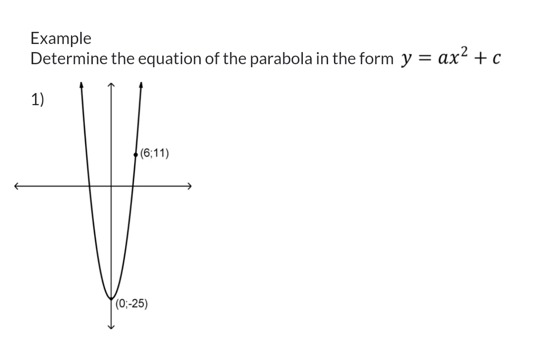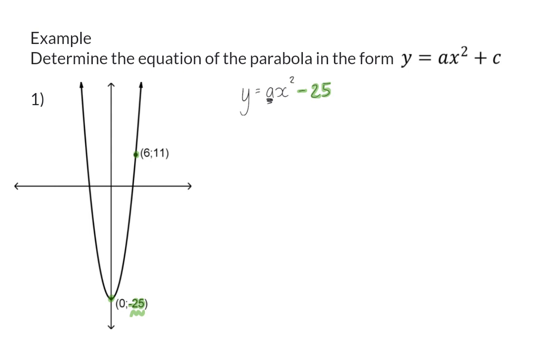Determine the equation of the parabola in the form y is equal to ax squared plus c. In the first example, you will see that the y-intercept of minus 25 is given, along with an extra coordinate of (6, 11). Because we already have the y-intercept, we can substitute the c value in the equation with minus 25. Now we still need to determine the value of a, and for that we're going to make use of the extra coordinate that was given.